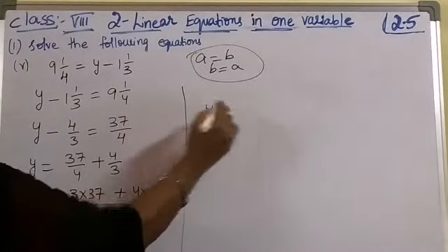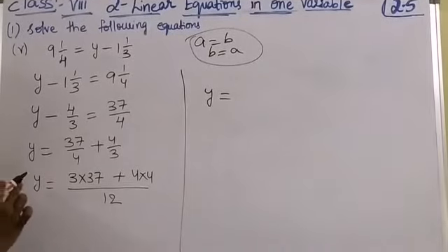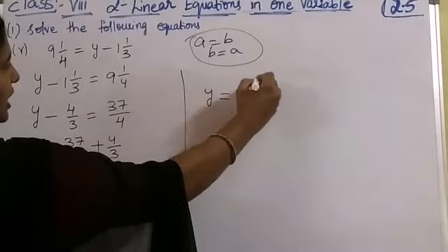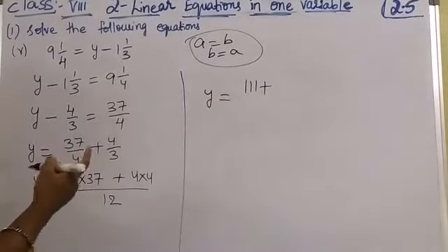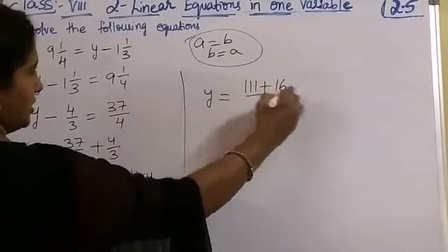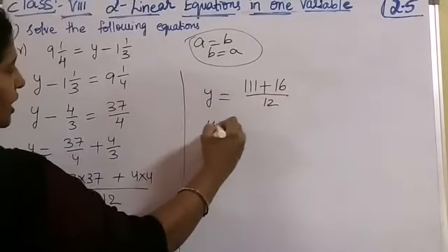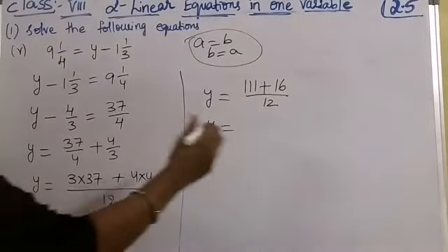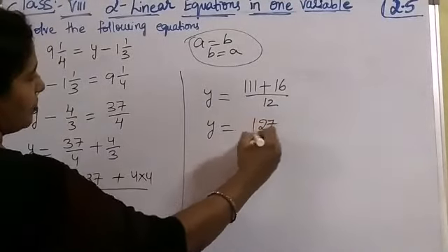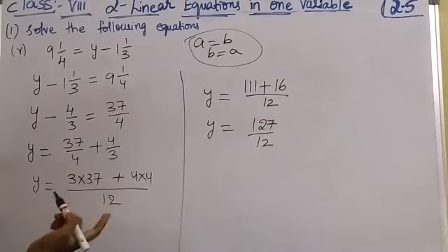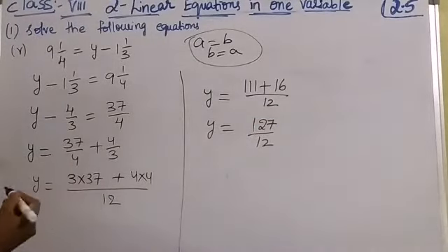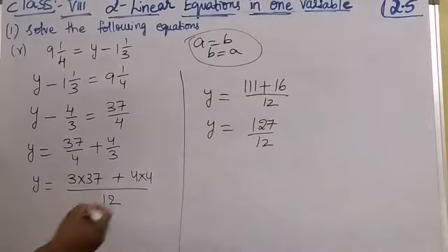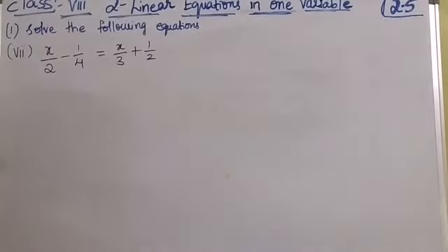Now y equal to, so 37 into 3 is how much? 111. 111 plus 4 4s are 16 by 12. So when you add 111 plus 16, how much will you get? 127/12. Okay, this is an improper fraction, you can convert it into a mixed fraction if you want. Y equal to 127/12 is the answer.